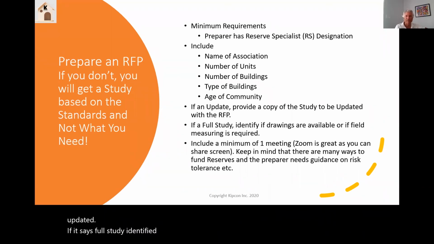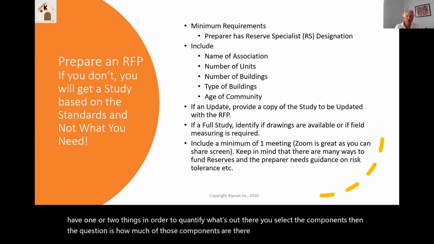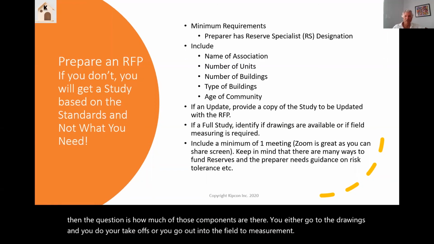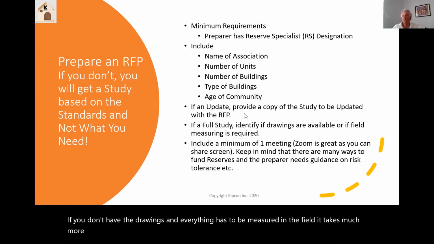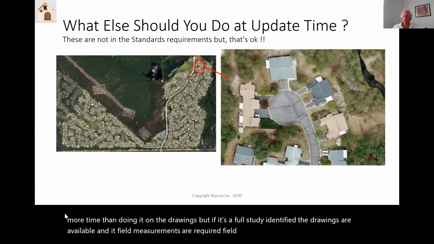For example, if you're doing a full study, you have one of two ways to quantify what's out there. You select the components, then the question is how much of those components are there? You either go to the drawings and do your takeoffs, or you go out into the field to measure them. If you don't have the drawings and everything has to be measured in the field, it takes much more time than doing it on the drawings. So if it's a full study, identify if the drawings are available and if field measurements are required. Field measurements take more time, no question about it.